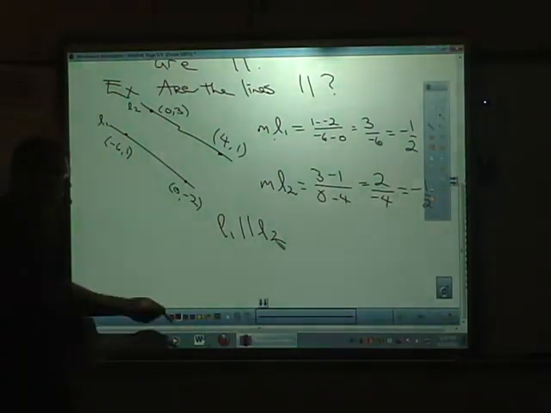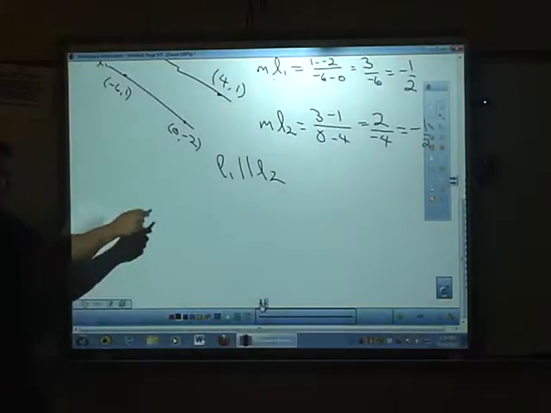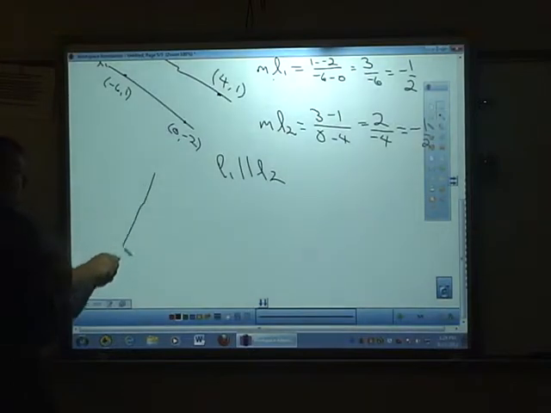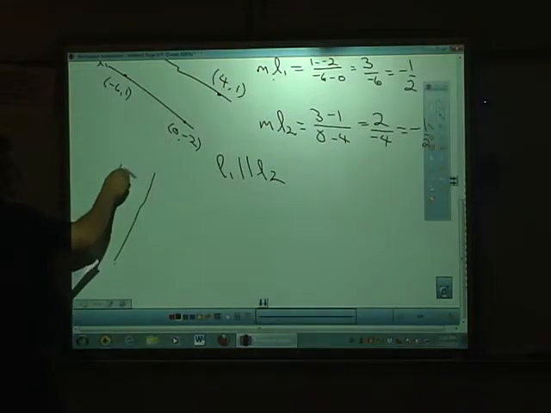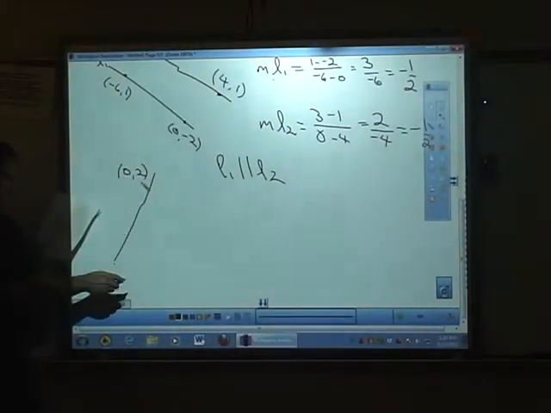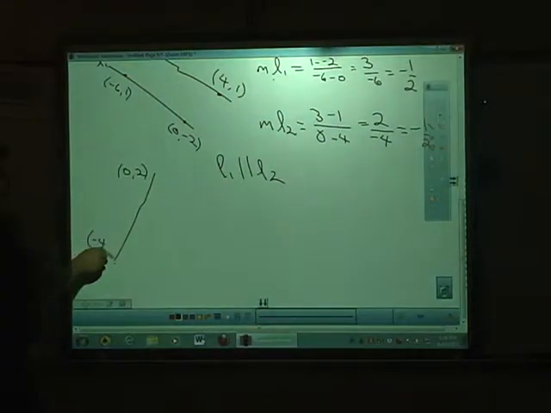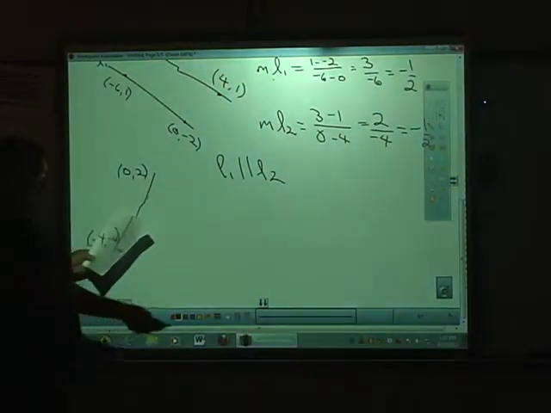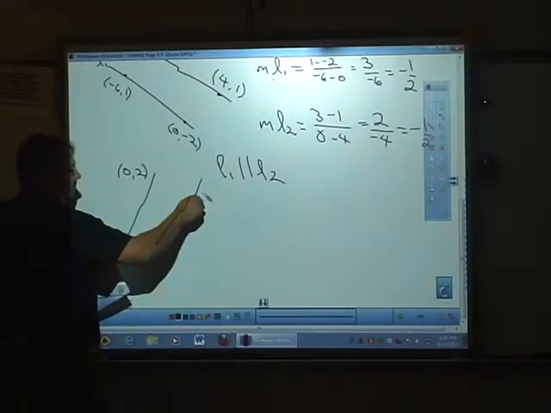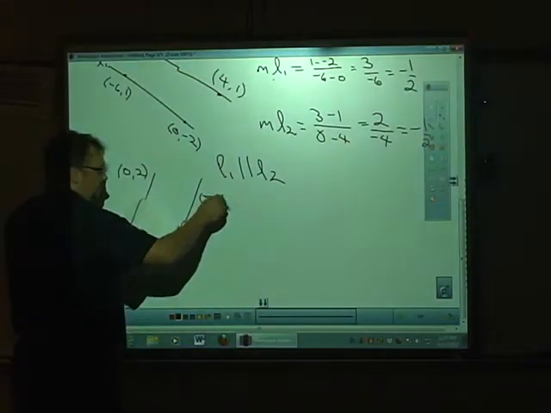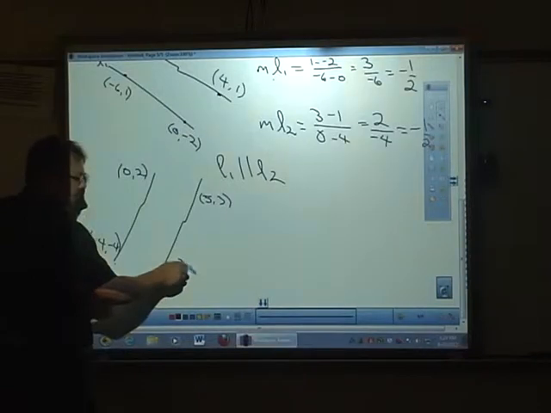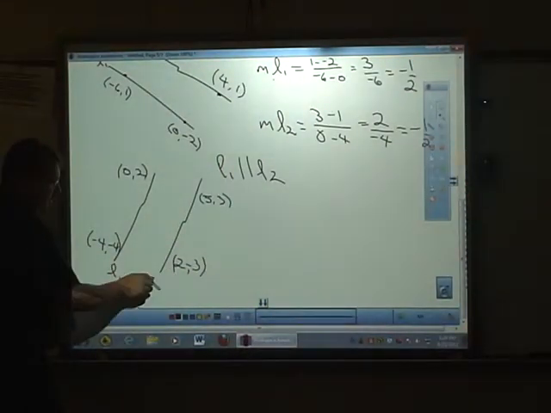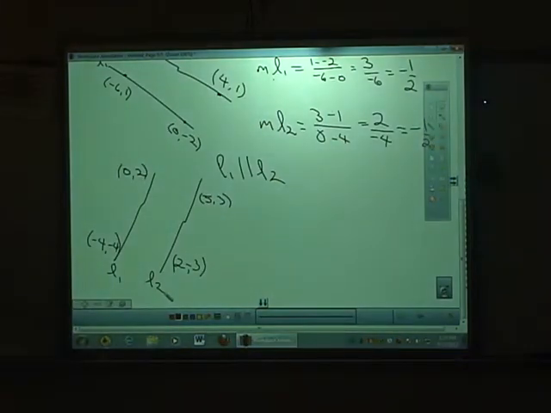I know you were going to ask that. Let's look at these two lines. Let's look at (0, 2) and (-4, -4). And let's look at (5, 3) and (2, -3). This is line 1, this is line 2.